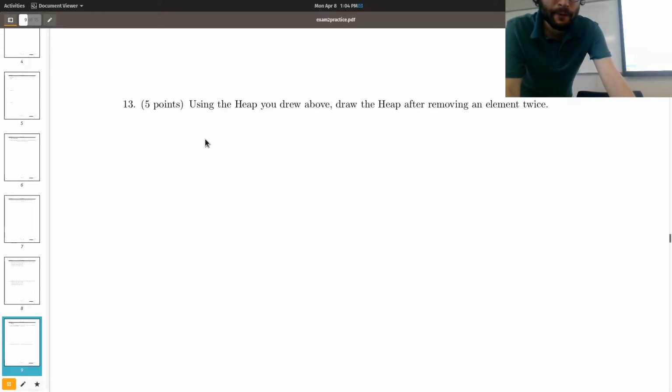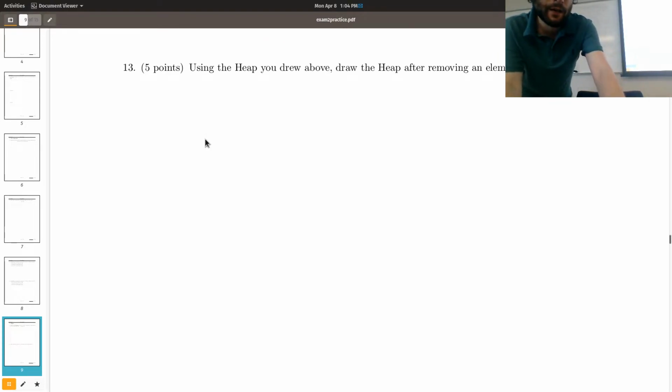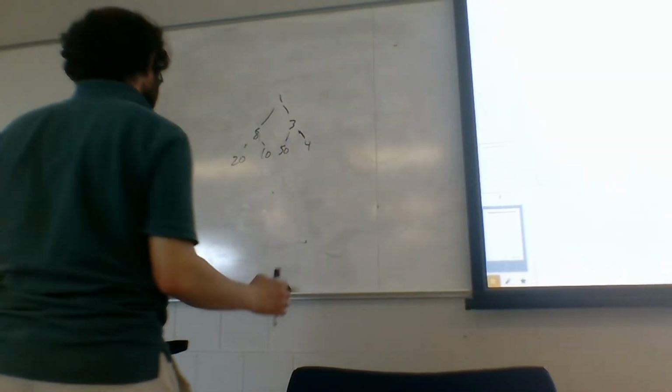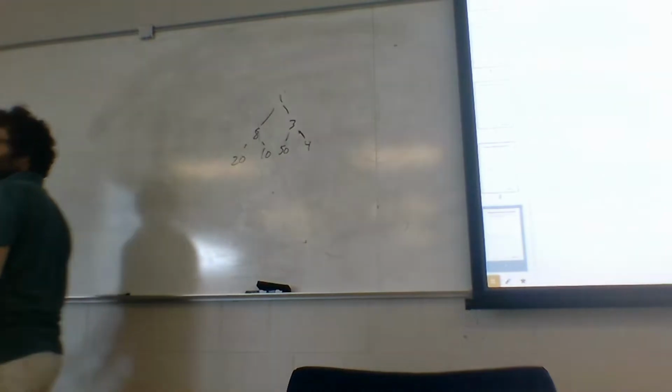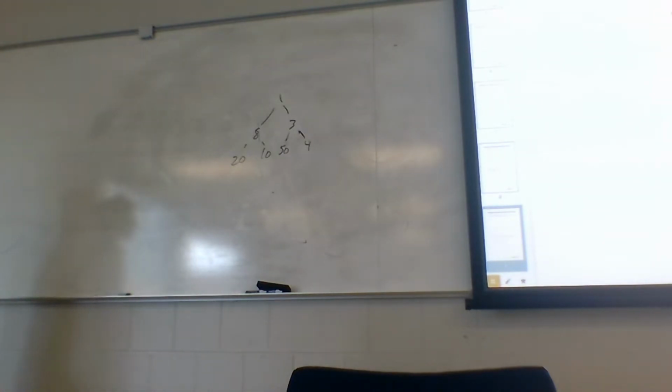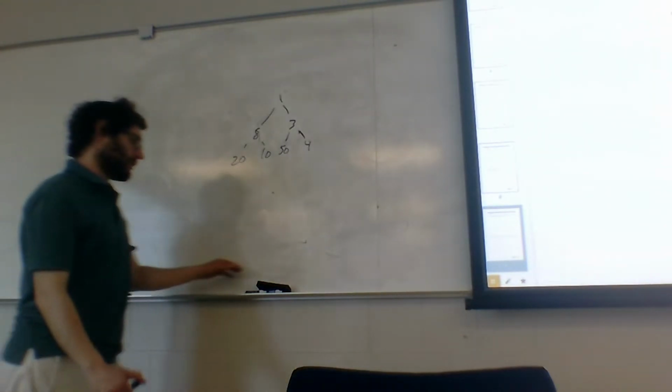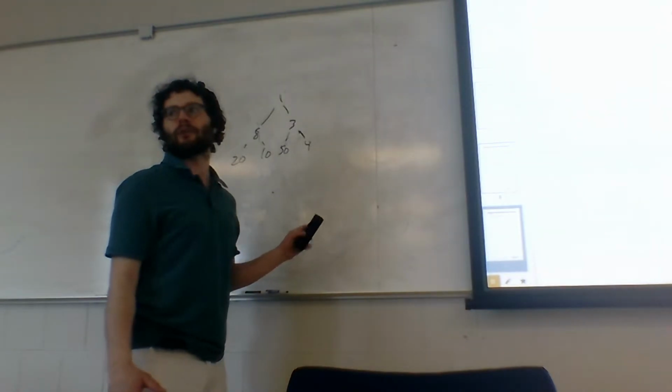Using the heap above, draw the heap after removing an element twice. So we have to remove 2 items from this heap. We always remove the first item from our heap, so we're going to remove 1. And the way removal works is that you always remove the root.